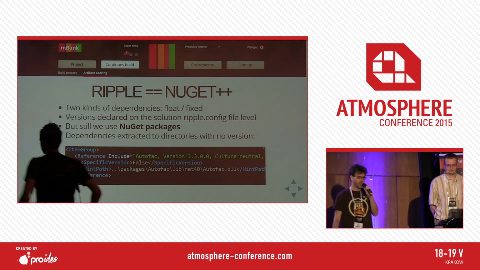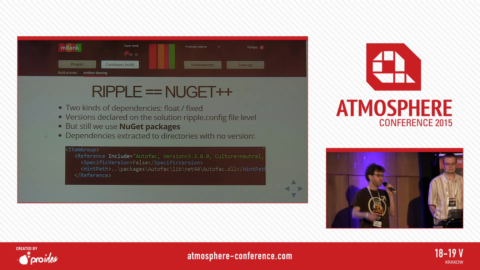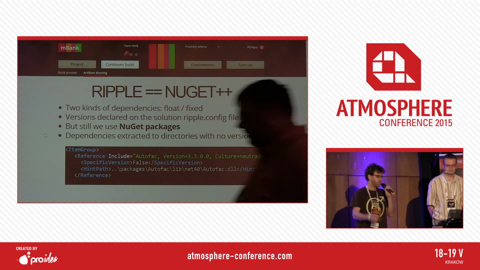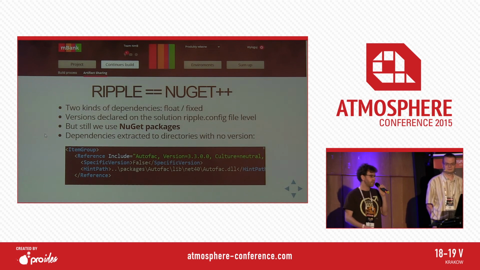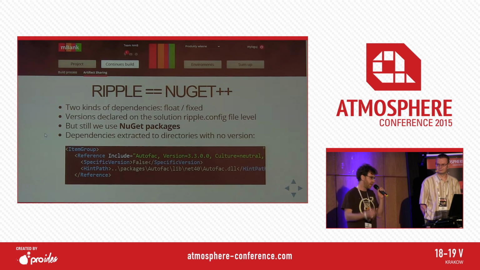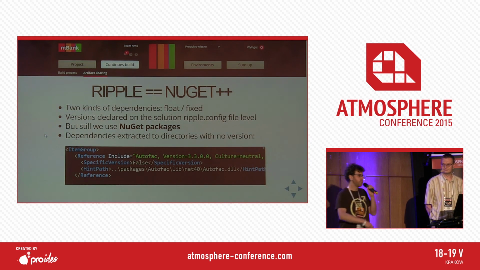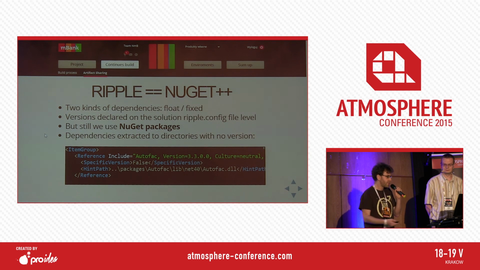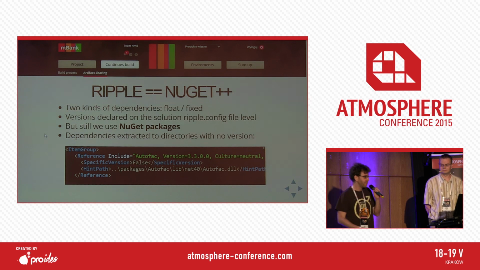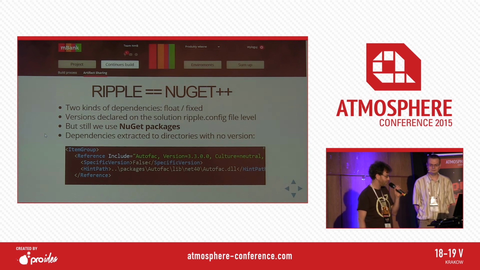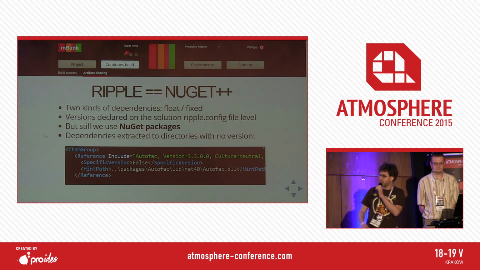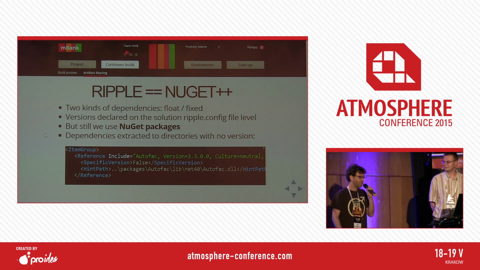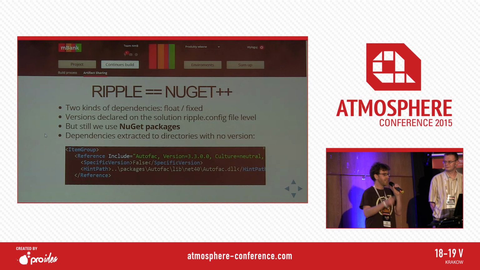Repl is an open source project based on NuGet, which has two kinds of dependencies, float and fixed. Moreover, the versions are declared in the solution's Repl config file, and we can choose if we want the latest, or a version up to, and so on. But still we are using NuGet packages, which is nice. When Microsoft fixes NuGet problems, we can move up. And as you can see, the main difference is that there's no version in the hint path in this file.